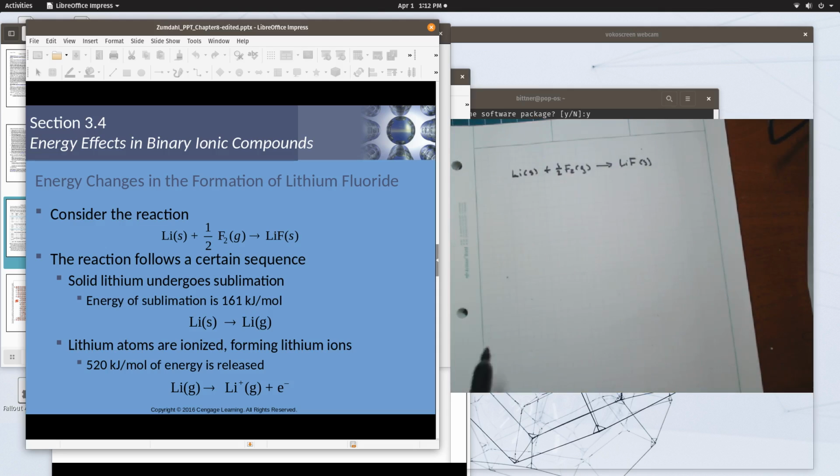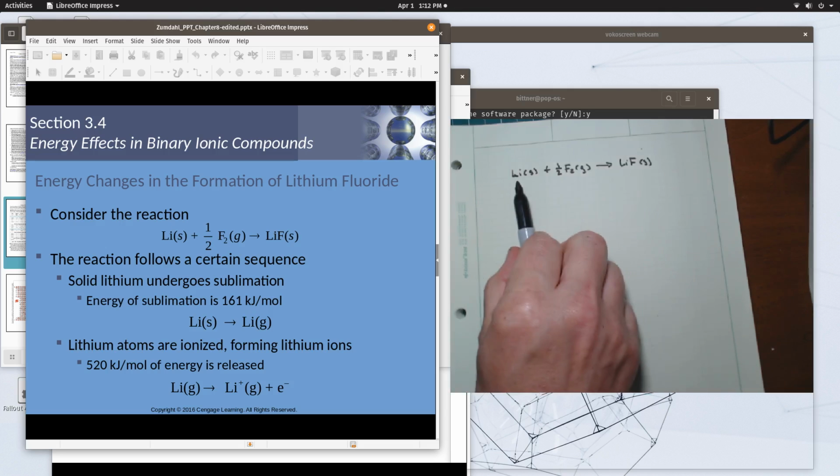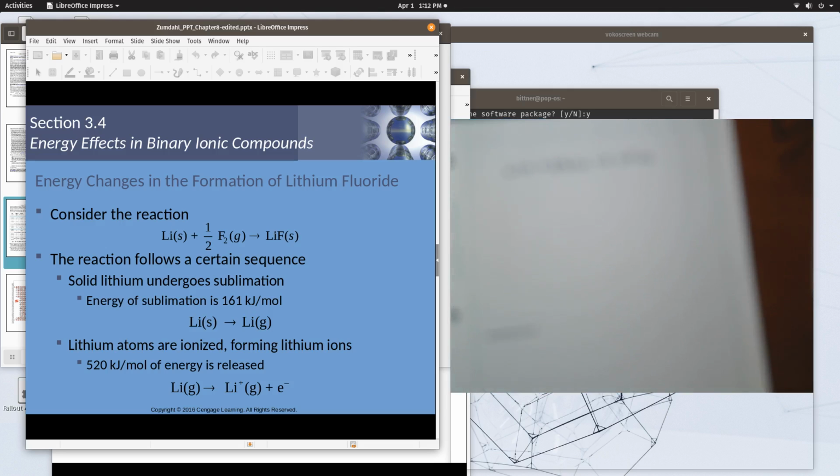Okay, so how do we do this? I don't know the actual mechanism for this. It's probably much more complicated, but we can follow a specific route to go from this lithium solid plus fluorine gas phase. Lithium at room temperature and STP is a solid. Fluorine at standard temperature and pressure is a gas. So this is lithium solid and a half a mole of fluorine in the gas phase. So that's our starting point. Let's put this over here.